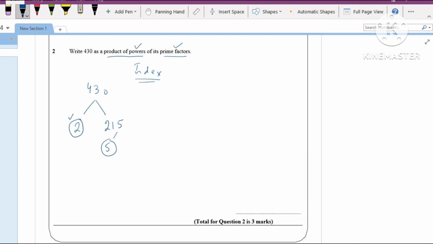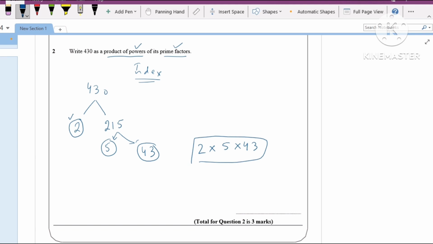215 divided by 5: 5 4s are 25, and 43 is a prime number, so leave it at this point. So the answer is 5 times 43, because there is not a repetition of any number, so it will be left as it is.